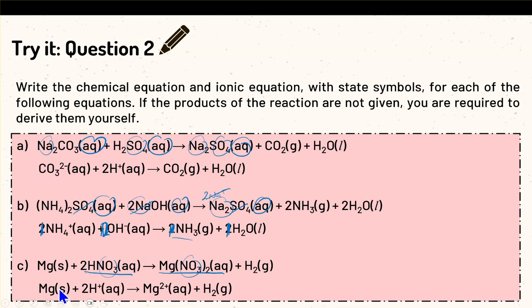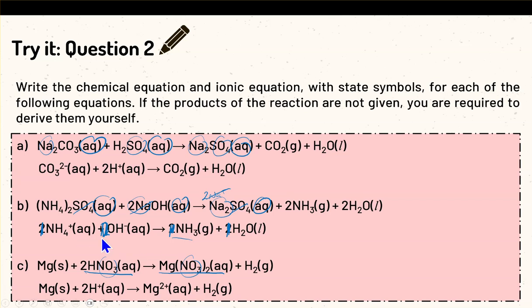So what you have is actually magnesium 1 to 1 balance, hydrogen 2 to 2 hydrogen balance. Let's check for charges. 2 plus, 2 plus. On the other side, 2 plus. So 2 plus on the left, 2 plus on the right, they're balanced.